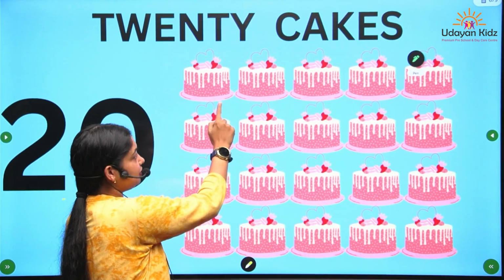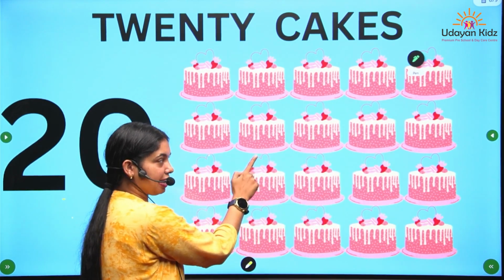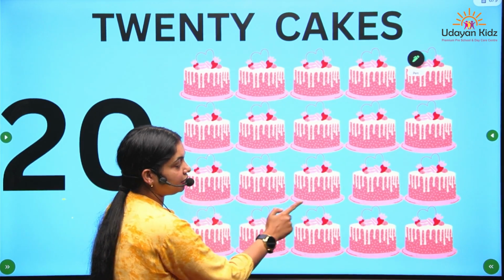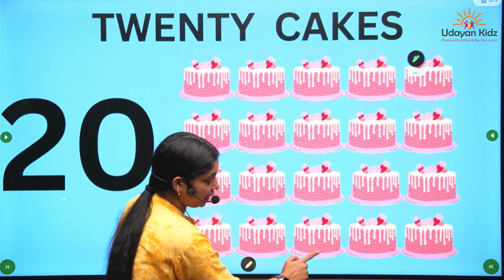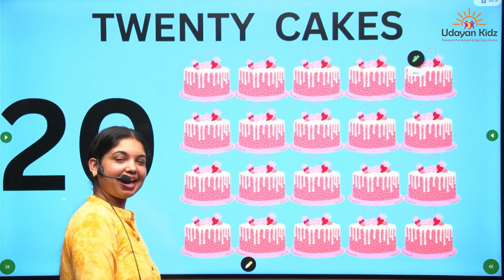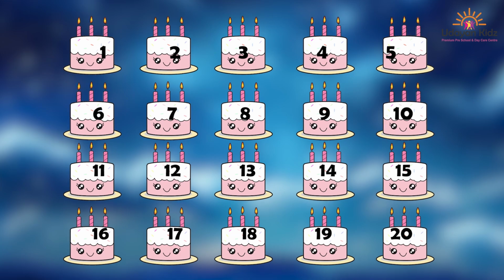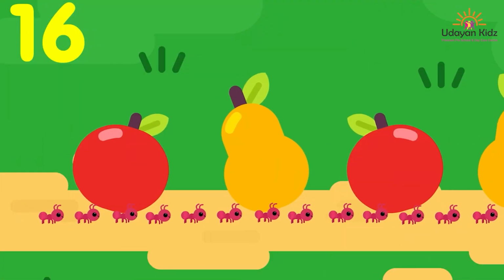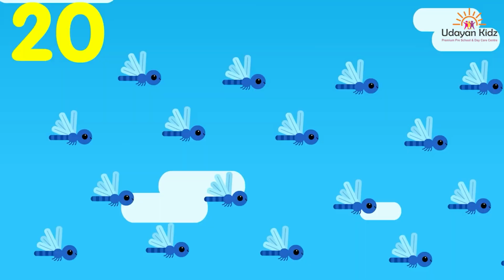1, 2, 3, 4, 5, 6, 7, 8, 9, 10, 11, 12, 13, 14, 15, 16, 17, 18, 19 and 20. 20 cakes. 16, 17, 18, 19, 20.